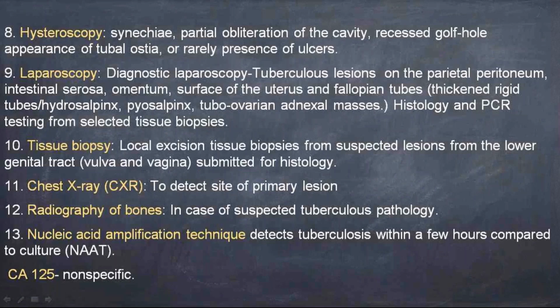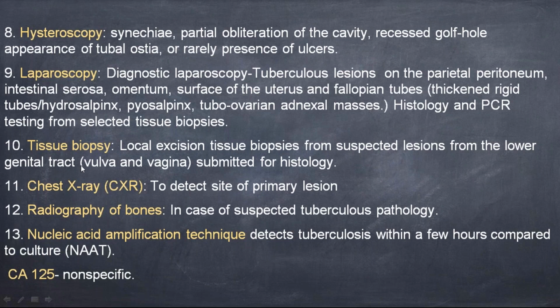And you can do a hysteroscopy. You can see either synechia, partial obliteration of the cavity, and loss of appearance of the tubal ostia. And you can do laparoscopy, where you can see tuberculous lesions on the parietal peritoneum, intestinal serosa, omentum, surface of the uterus, and fallopian tubes. And you can do biopsy, which can be sent for histology and PCR.